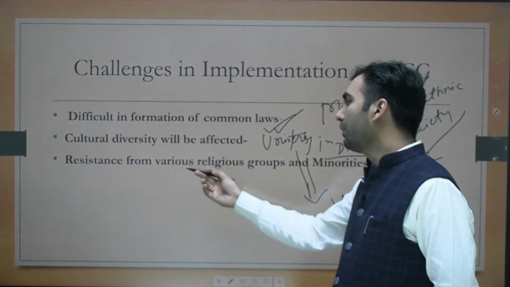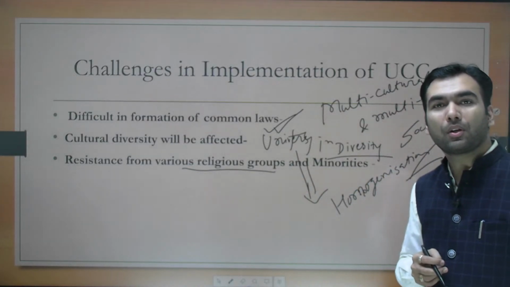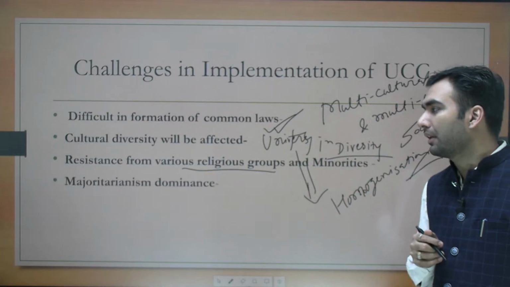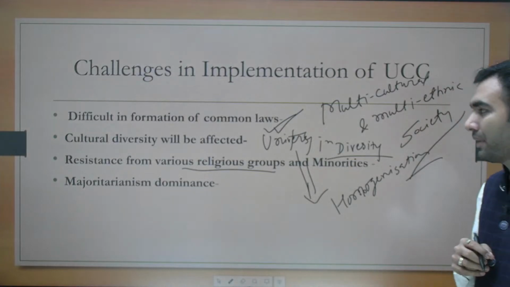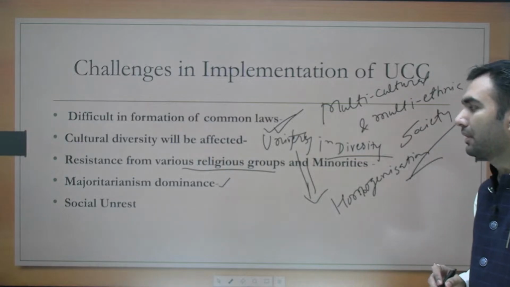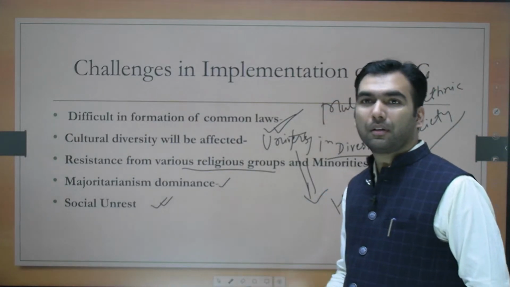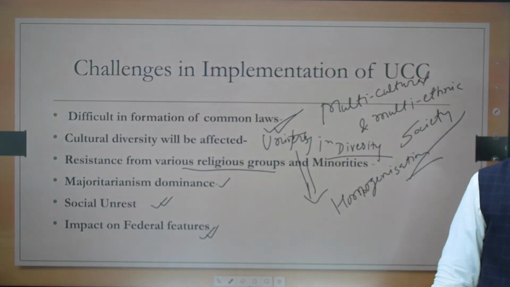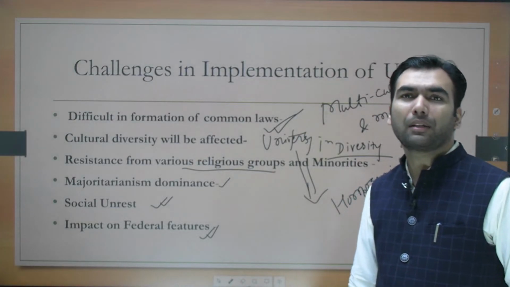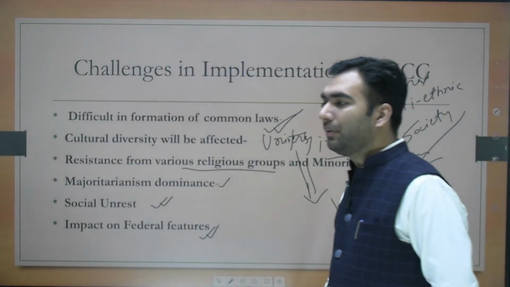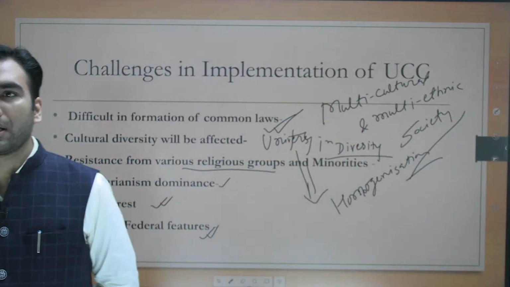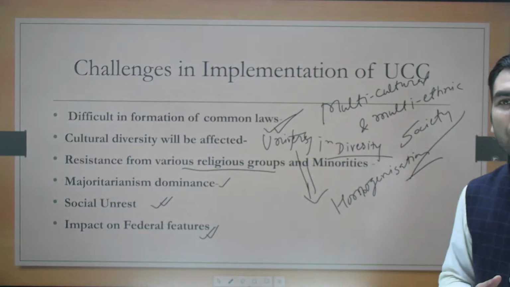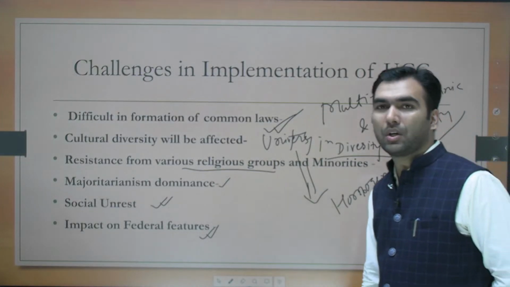And the resistance will not only come from the minority community, it will also come from the majority community. I will give you the example of the Uttarakhand code, then it would be clearer how resistance is going to come. Obviously, there is going to be a feeling of majoritarian dominance. There can be social unrest, and there could be an impact on federal features. How? Can anyone tell me how bringing out a uniform civil code is going to impact the federal features? First of all, can you tell me in which list these personal laws are? There are 3 lists in our constitution, in Schedule 7. In which of those lists do we have these personal laws?